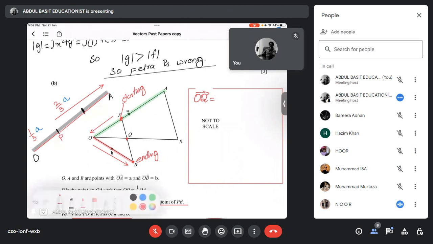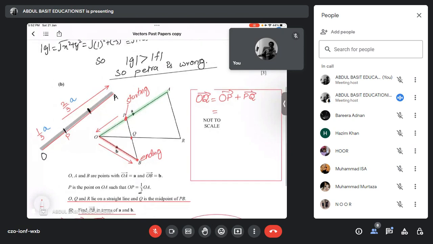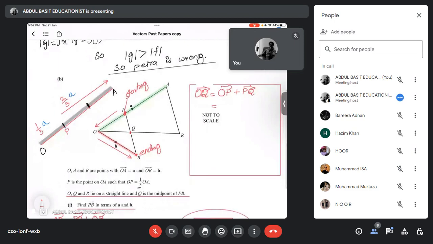What should be the way? OP, OB plus PQ. Okay, that's good. It is OP plus P and Q. Agree? We know this OP is 1/3A. It's positive now because we are going this way, OP. Agree? And P to Q is half of PB.